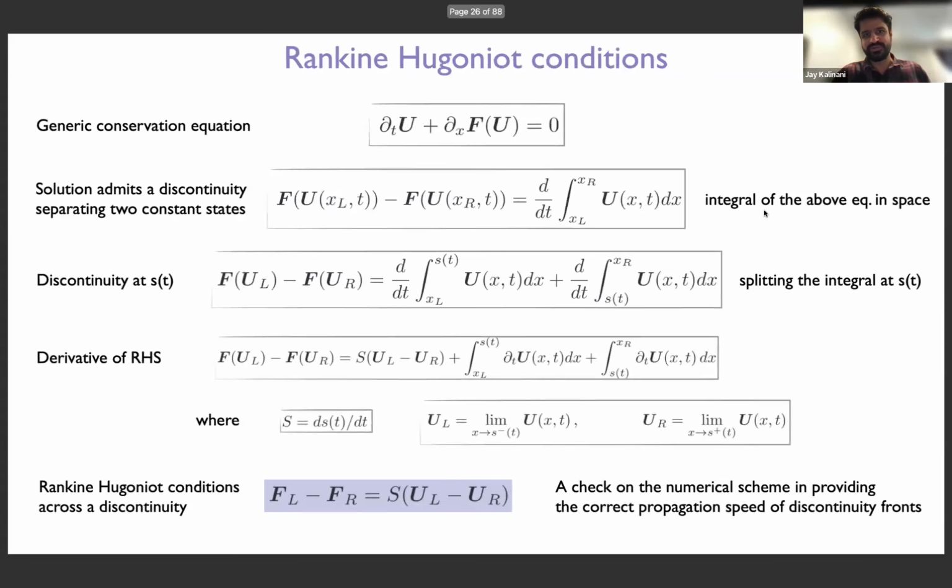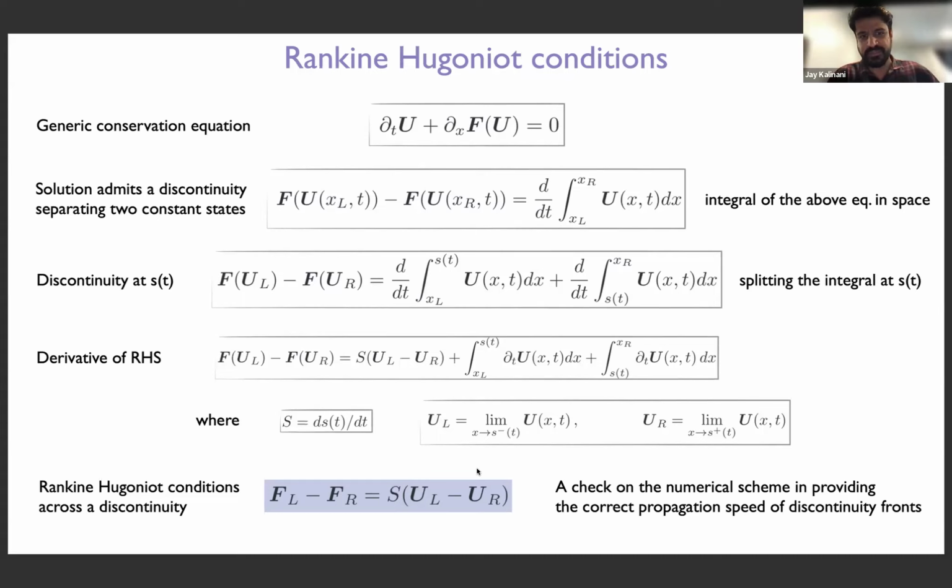So I don't want to go into detail of what these conditions are, but essentially what you want to guarantee is that your numerical scheme should provide the correct propagation speed for these discontinuities. And essentially the Rankine-Hugoniot jump conditions are given in this form, where the difference of your fluxes from the left and the right side of the discontinuity is given as the speed of the discontinuity times the difference in your state vector.